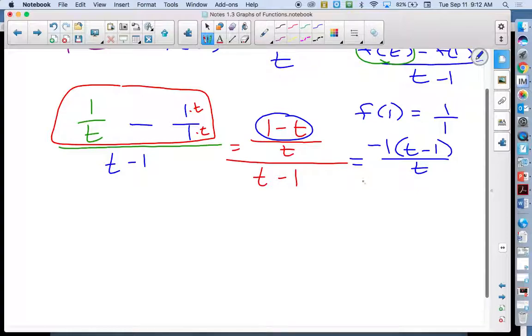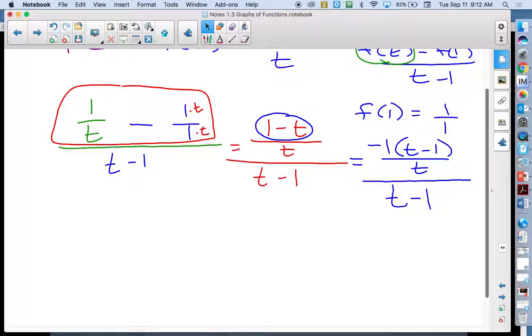Because these quantities are essentially exactly opposite of each other, t minus 1 and 1 minus t are opposites. So if you pull out a negative 1, now they're the same. When they're the same, what happens? Well, the t minus 1s would cancel out. So the t minus 1s cancel. You're left with a negative 1 and a t.